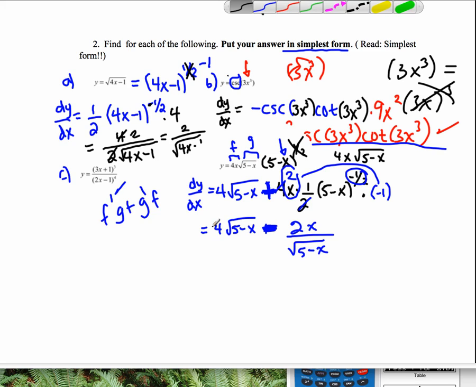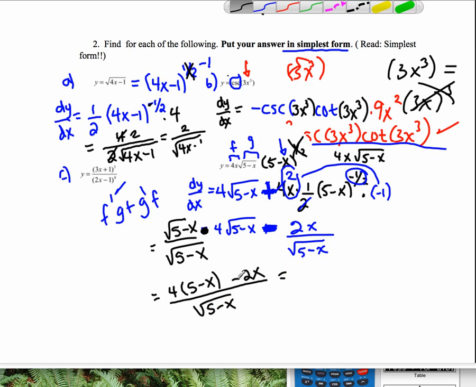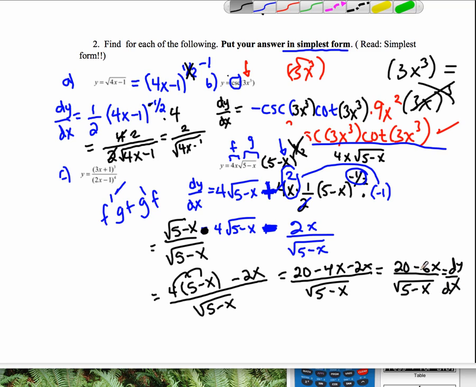So I want common denominators. So multiply this by square root of 5 minus x over square root of 5 minus x, and therefore we get 4 times (5 minus x) minus 2x all over the square root of 5 minus x. And we distribute the 4. That should give you 20 minus 4x minus 2x all over the square root of 5 minus x, and that should give you 20 minus 6x over the square root of 5 minus x. And that's perfectly fine. So this is your derivative. Okay?